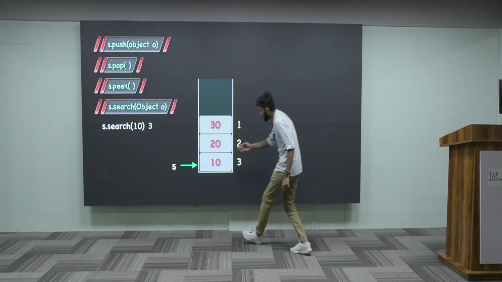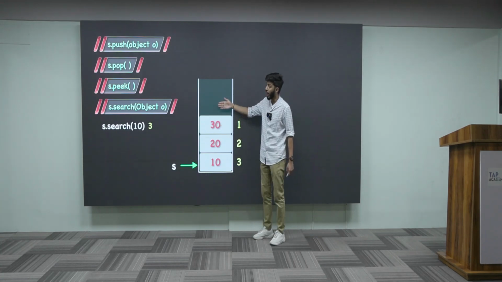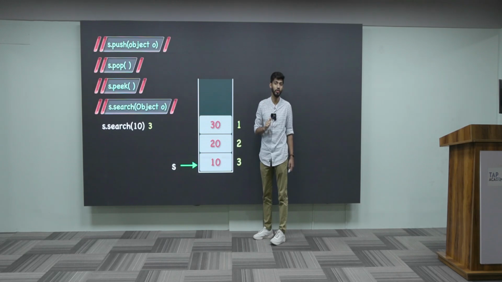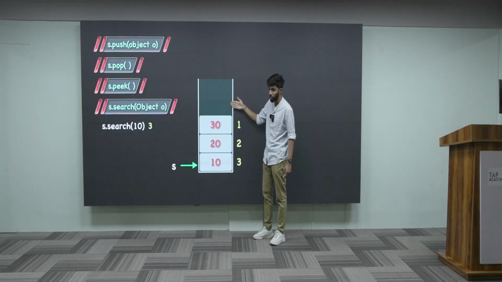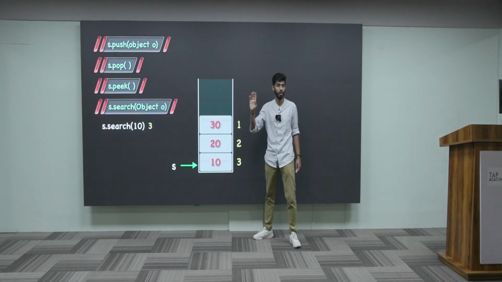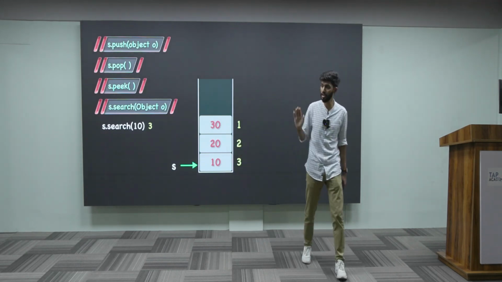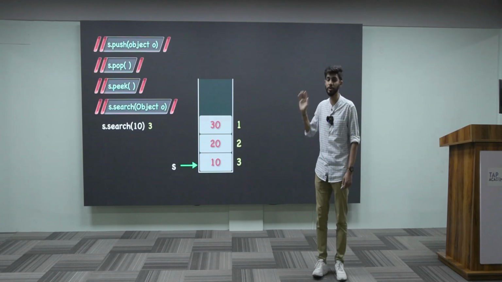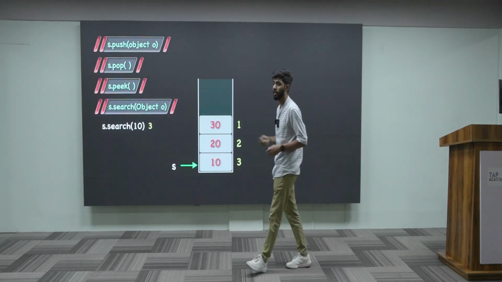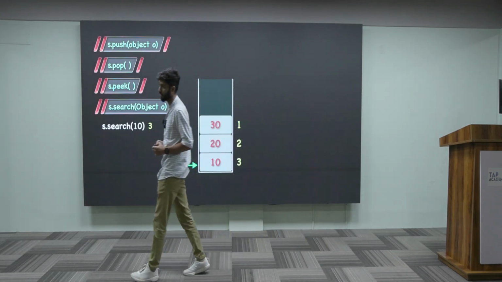If there were 10, 20, 30, 40, and I said s.search(10), what will it return? 4, because 40 will be in location 1, 30 in 2, 20 in 3, 10 in 4. So it will return 4. Is it clear to you? So these are the specialized methods present for the stack. Any doubts in these methods?